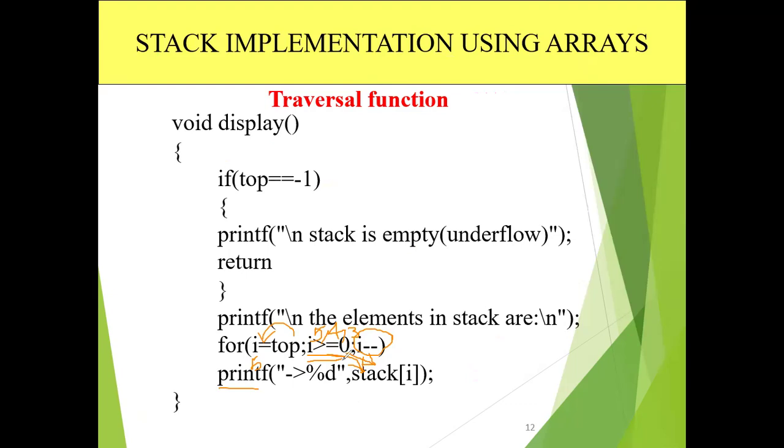This process repeats until the condition becomes false. Whenever i reaches -1, then automatically the condition becomes false. This statement will not execute. So likewise, we display all the values in the stack. This is the functionality of displaying the values in the stack.